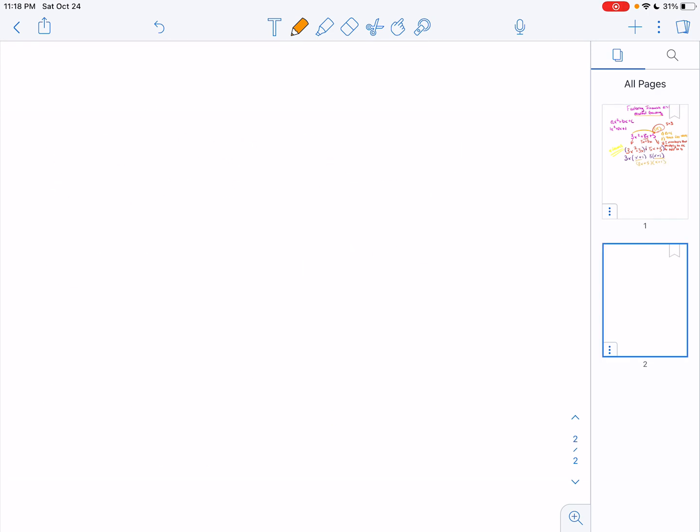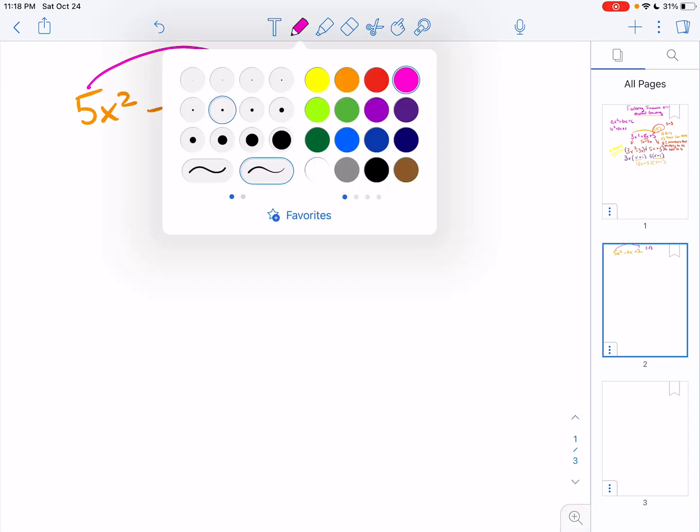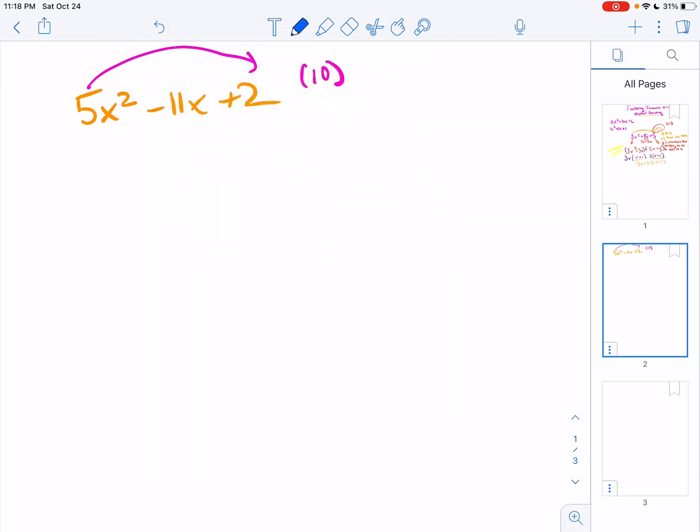Alright, let's look at another one. How about 5x squared minus 11x plus 2? Once again, first thing, a times c. 5 times 2 is 10. I'm going to put that in parentheses. Now we're going to treat it like trips: 2 numbers that multiply to 10 and add to negative 11. I write my factors of 10: 10 and 1, 5 and 2. The only way I can get to negative 11 is if I use this pair, negative 10 and negative 1, because negative 10 times negative 1 is positive 10.